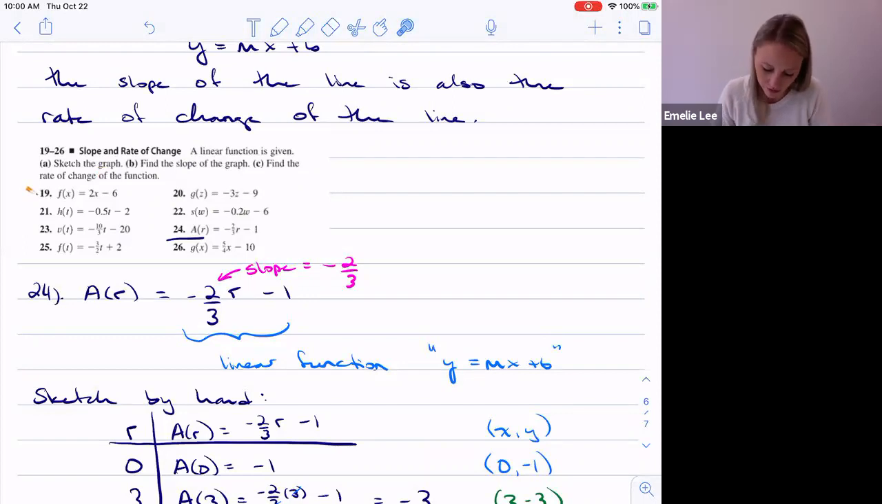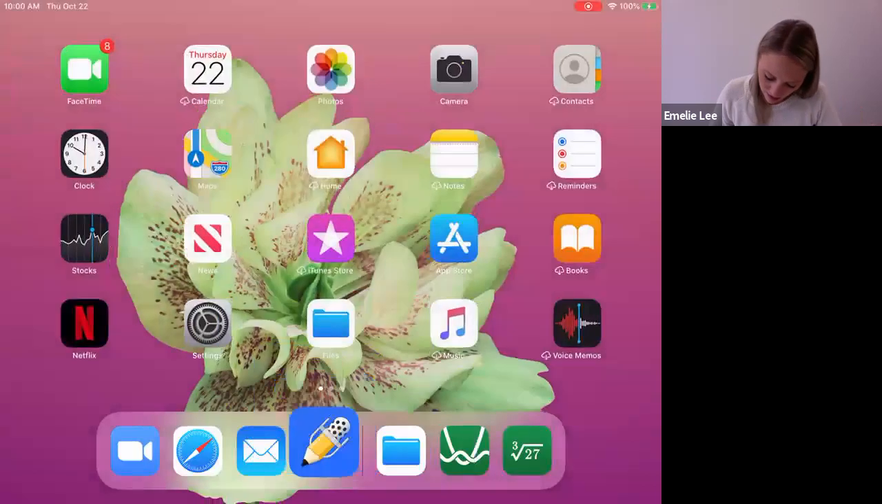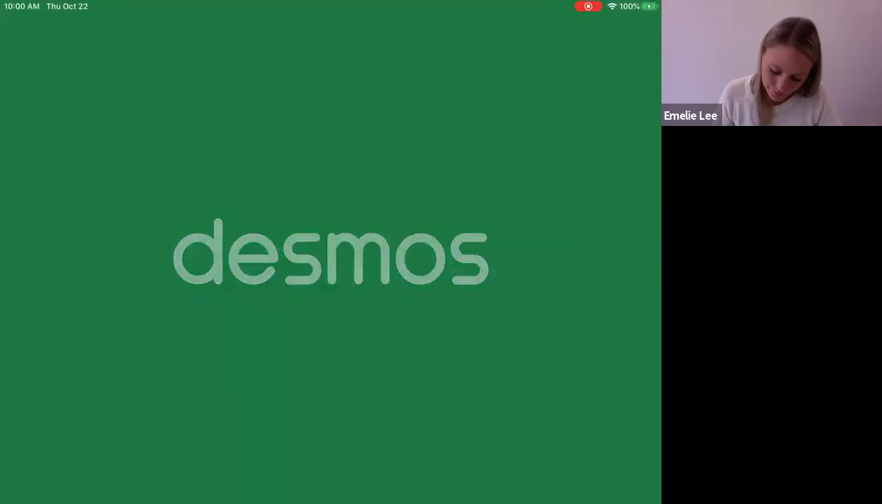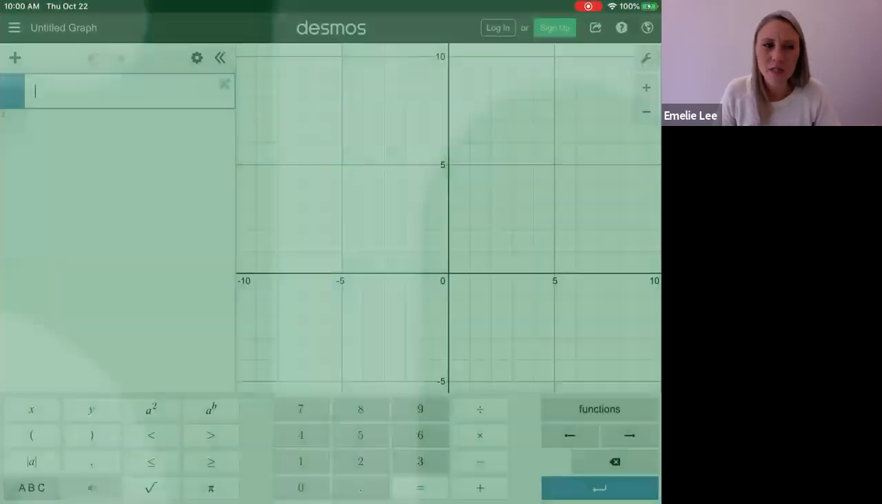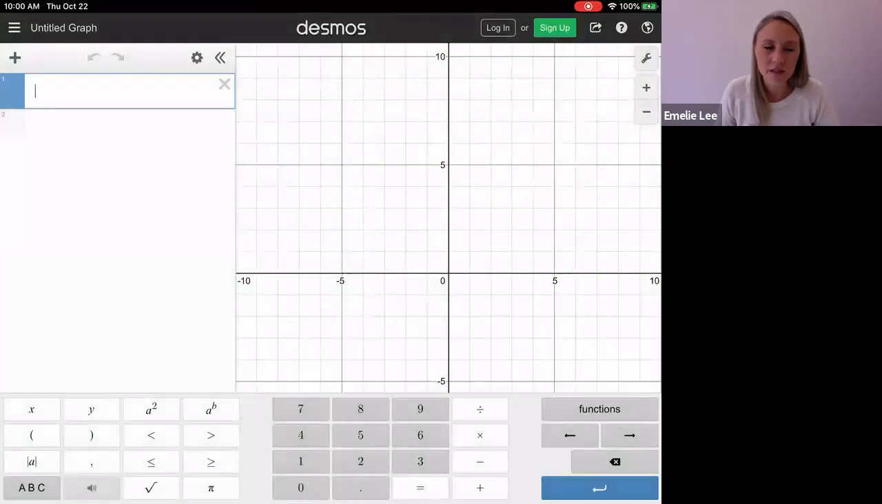So negative 2 over 3, in place of r, I'm going to use x. Did I show you guys there's a Desmos calculator out there? It's free, obviously. It's okay. I wouldn't say it's as good as this one. So you guys have this one probably. It's got a couple more functions, but if you're in a pinch.